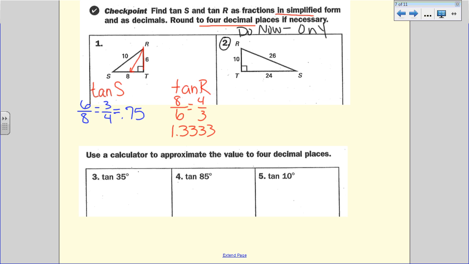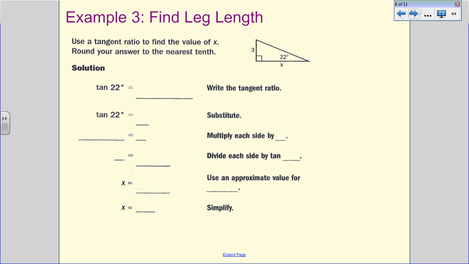So you guys are going to do this now, and this is on your own. We will check in class. And the same for 3, 4, and 5. You guys are going to use your calculators for those. All right, so let's take a look.